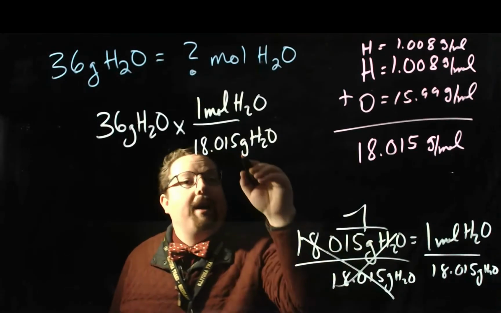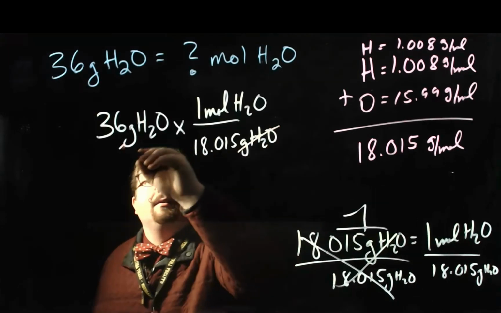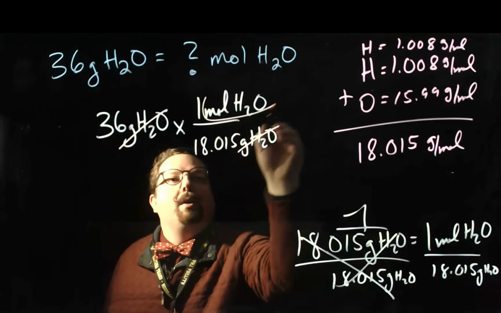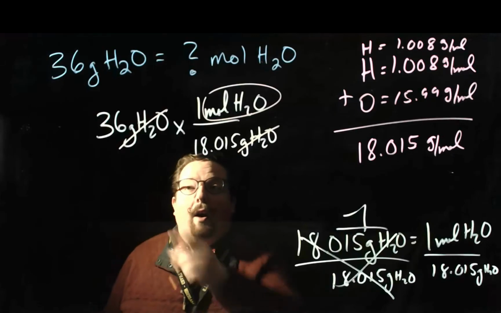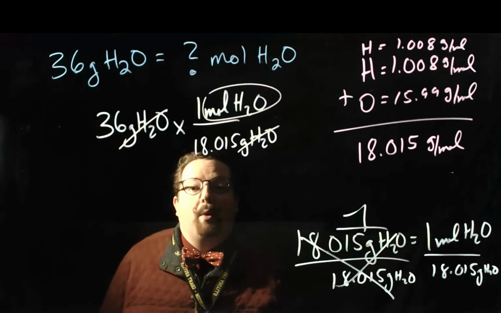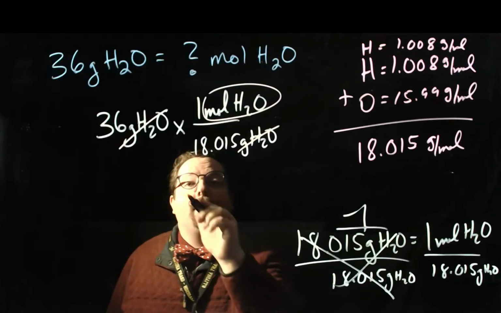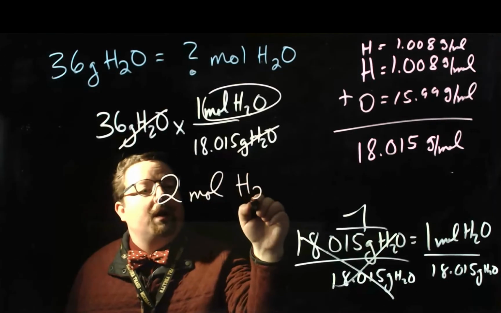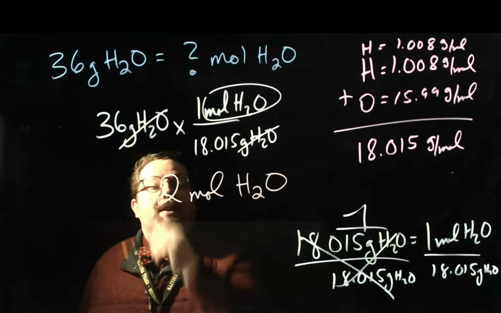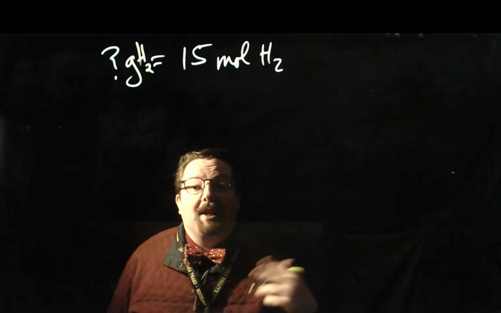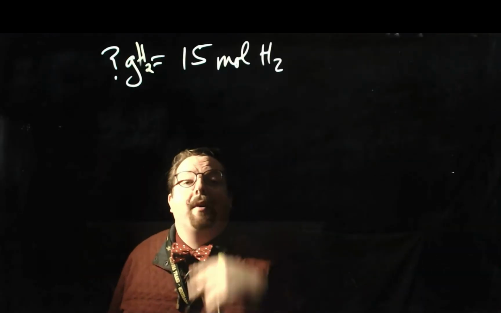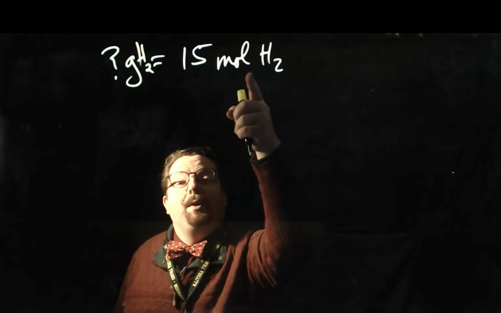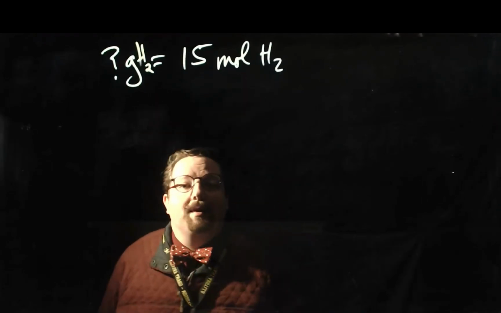So when I do that, my grams of H2O cancels out. I'm left with moles of H2O. I take 36 divided by 18.015, and I get that there are about 2 moles of H2O in 36 grams of water. So our second problem is basically the opposite of our first one. We're given the number of moles and we want to find the number of grams.